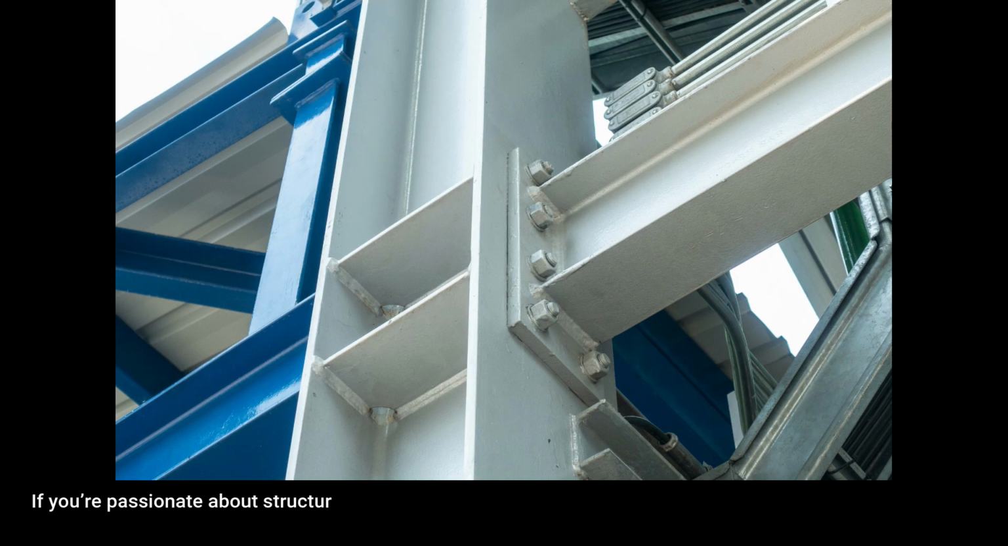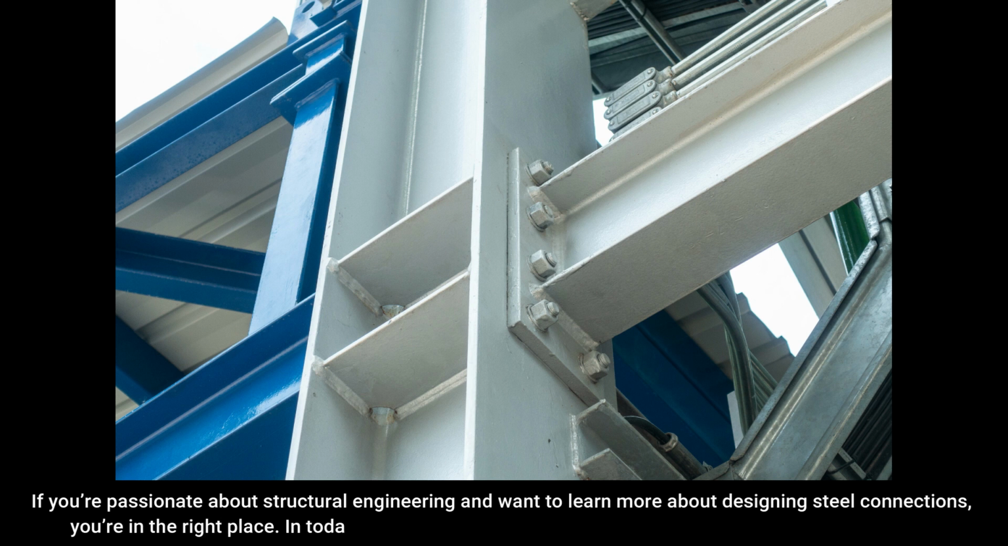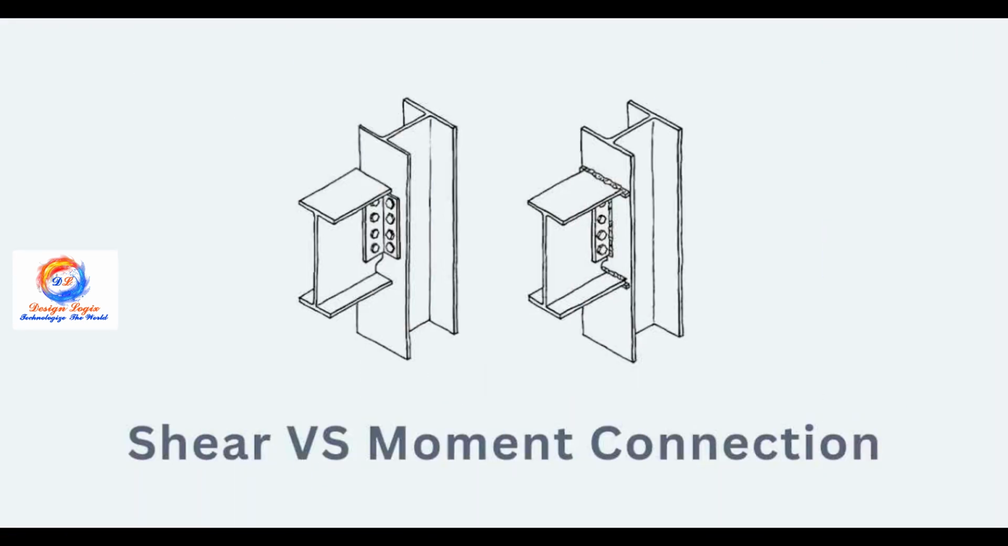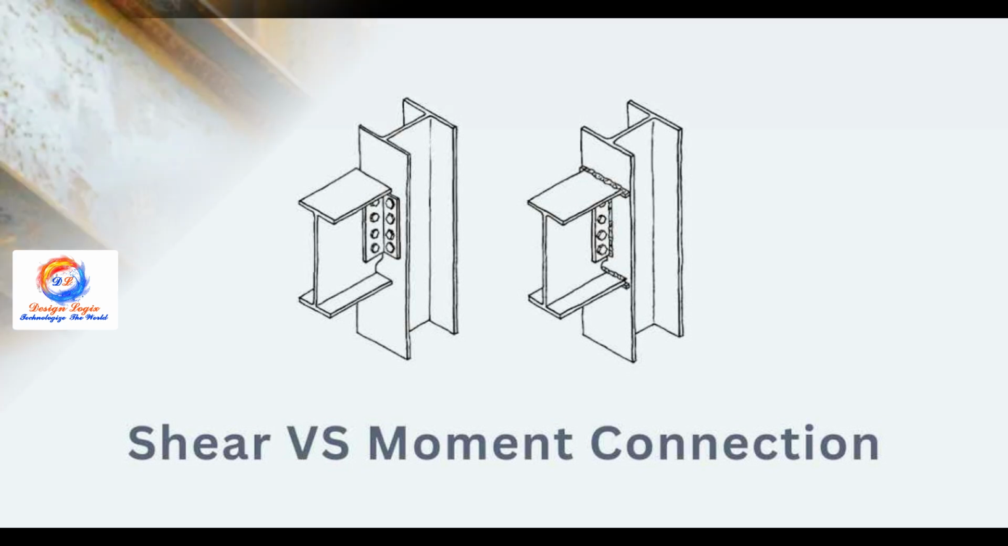If you're passionate about structural engineering and want to learn more about designing steel connections, you're in the right place. In today's video, we'll dive into two fundamental types of steel connections: shear connections and moment connections. We'll break down what they are, how they work, and why they're essential for safe and efficient structural design. Let's get started. There are two primary types of steel connections used in the industry: shear connections and moment connections.